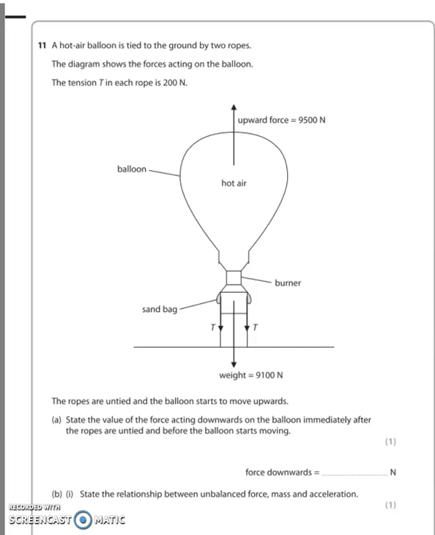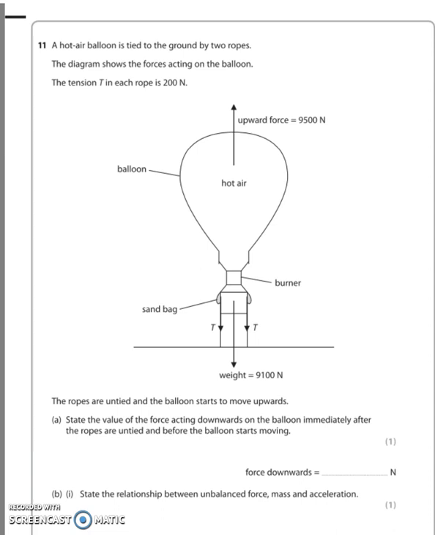Paper 1R, June 2016, question 11. So this question is about forces, resultant forces. It has a hot air balloon tied to the ground by 2 ropes. You are given a diagram showing all the forces acting on the balloon as it's tethered to the ground.